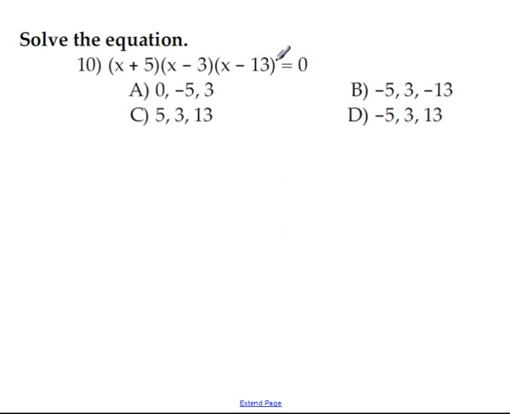Here we got everything factored. We just need to think about whenever we are getting our solutions out of our factors, we're going out of the parentheses. We need our opposite answers, so we're going to need a negative 5, positive 3, positive 13, and that's really how easy it is. But there's still kids that are just going to write the numbers that are sitting here, and they're going to get it wrong. Negative 5, positive 3, positive 13, looking like D over here.